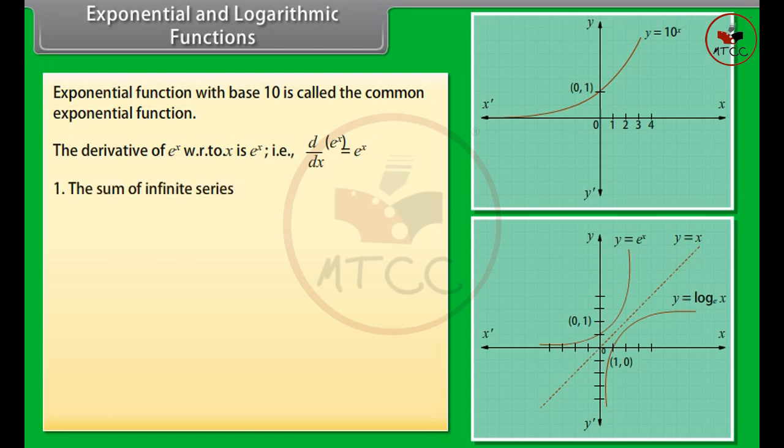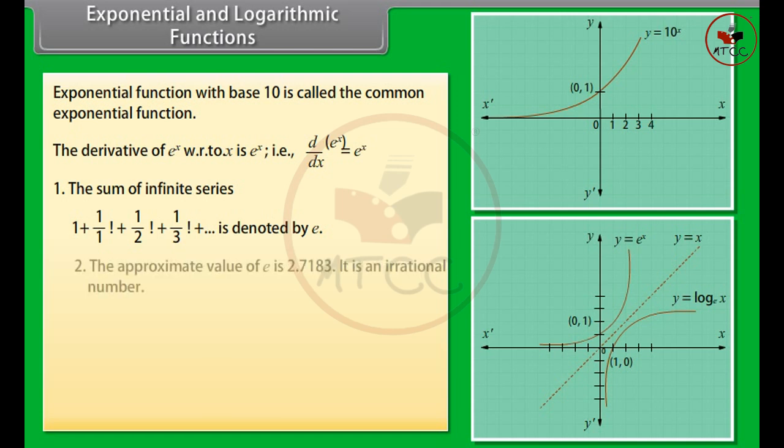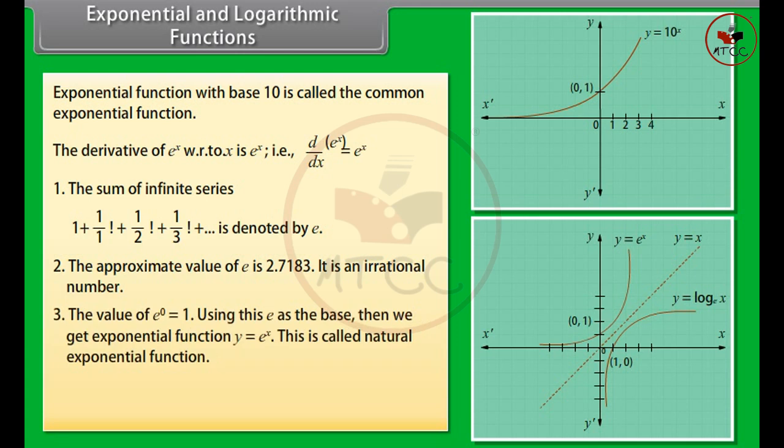1. The sum of the infinite series 1 plus 1 by 1 factorial plus 1 by 2 factorial plus 1 by 3 factorial plus so on is denoted by e. 2. The approximate value of e is 2.7183. It is an irrational number. 3. The value of e raised to the power 0 is equal to 1.